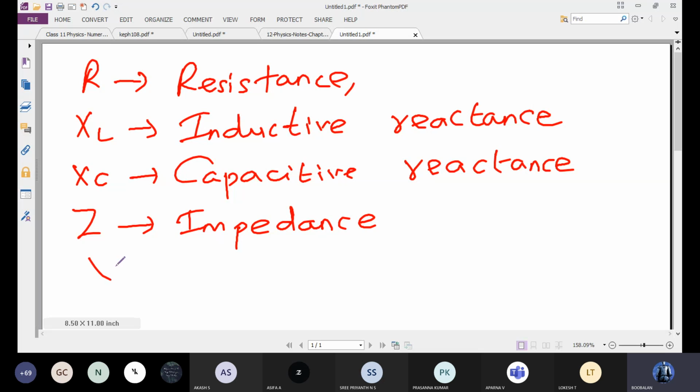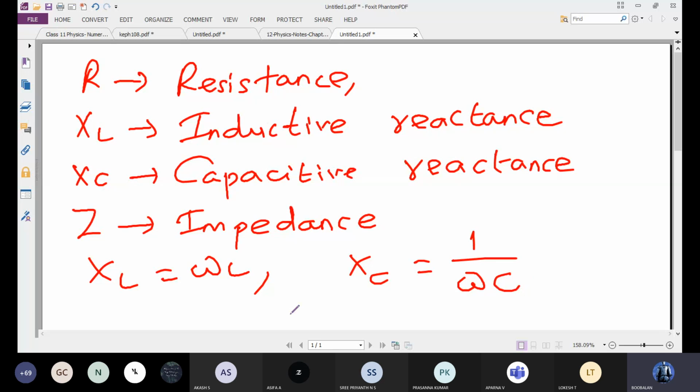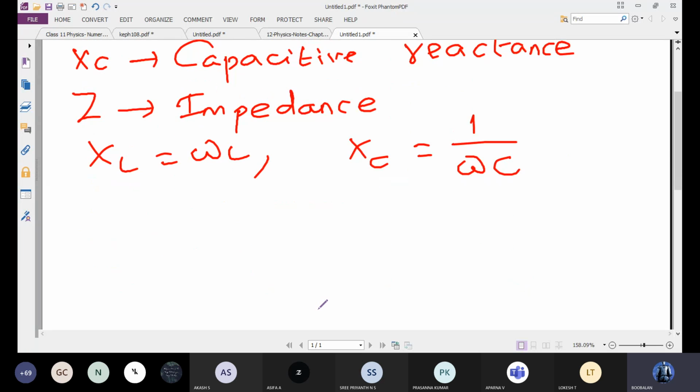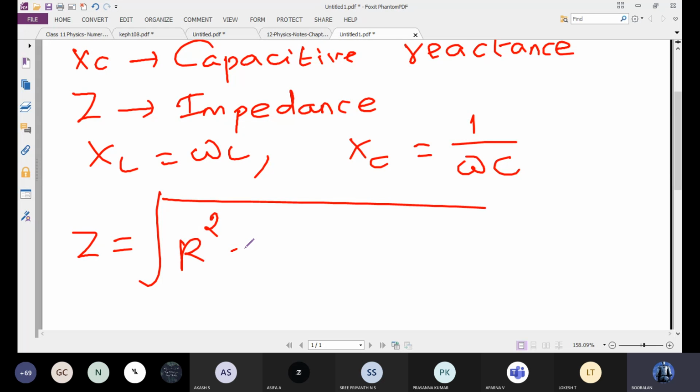Okay, so now we know that the XL value is equal to omega L, and the XC value is equal to 1 by omega C. The same formula you can write like this also: Z equal to root of R square plus omega L minus 1 by omega C whole power 2. Take notes now, everyone.